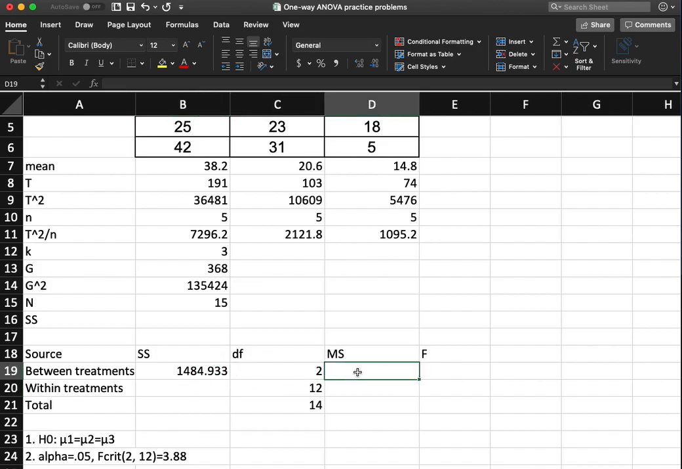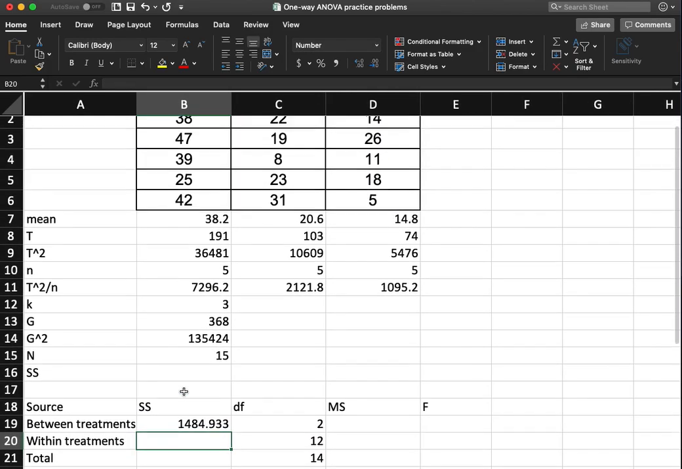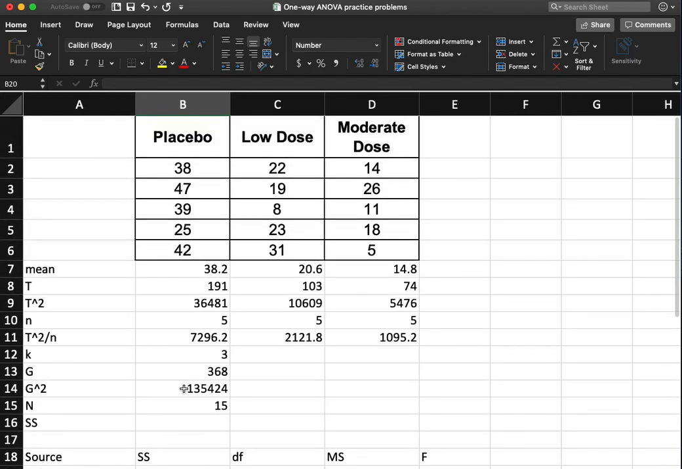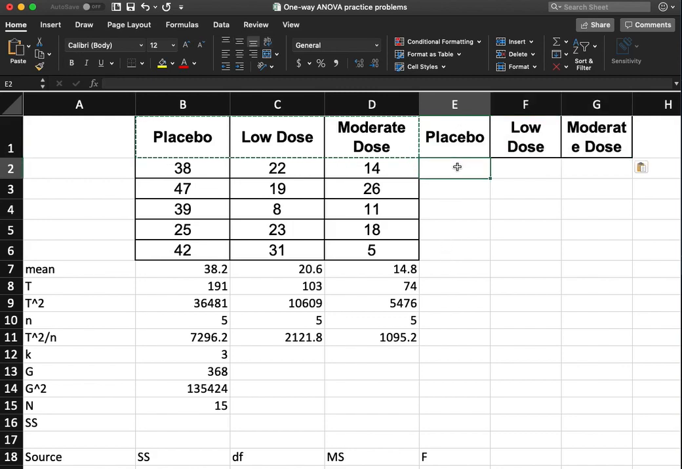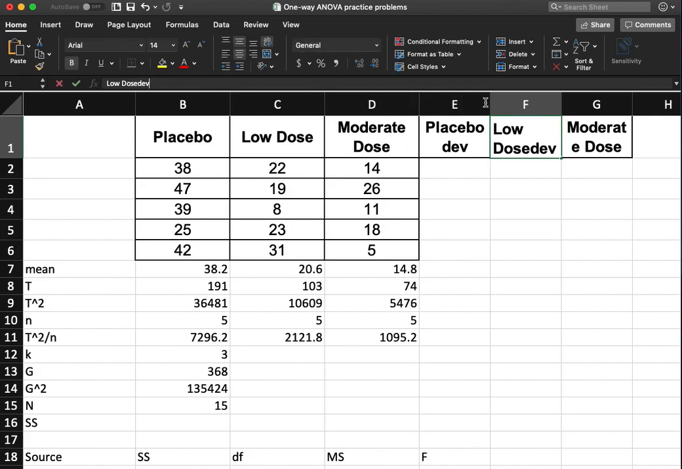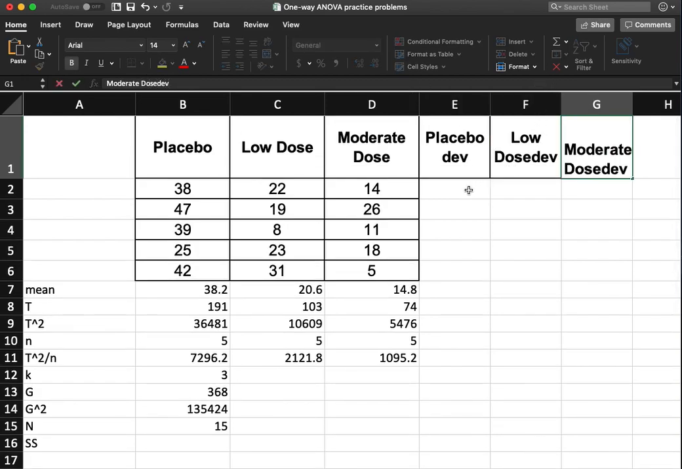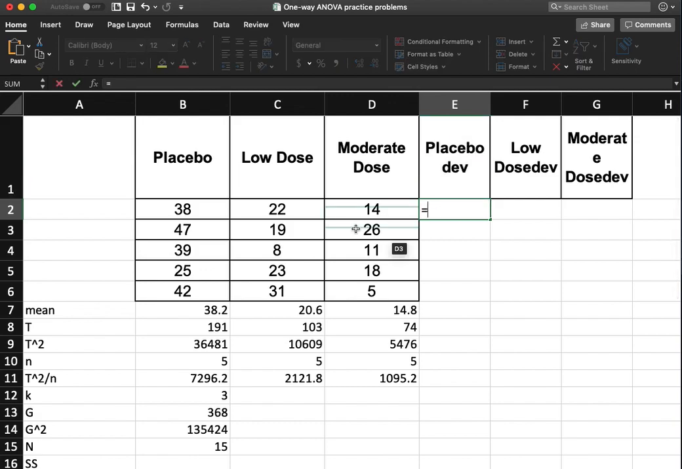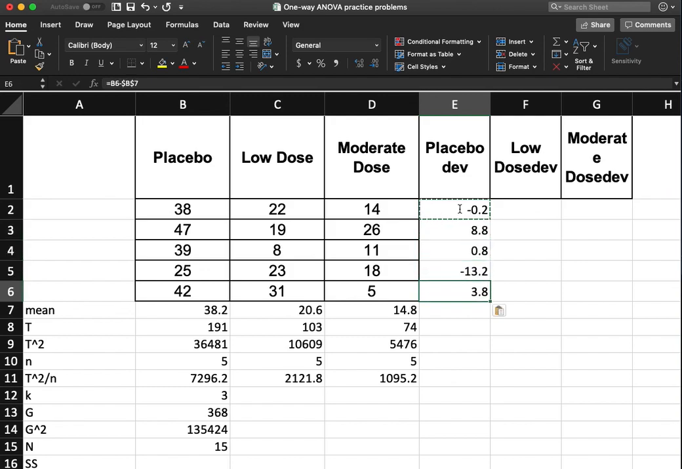Yeah, that's right. We could go ahead and get mean square. I'm going to hold off on that just for now. I want to get within treatments sum of squares. That means we got to get sums of squares for each group. So I'm just going to copy these labels over here and note that I'm doing deviations. So for the placebo deviations, I want to take a placebo score and subtract the placebo mean, holding that mean constant, so that when I copy and paste it into this column, I'm getting deviations from the same mean, 38.2.